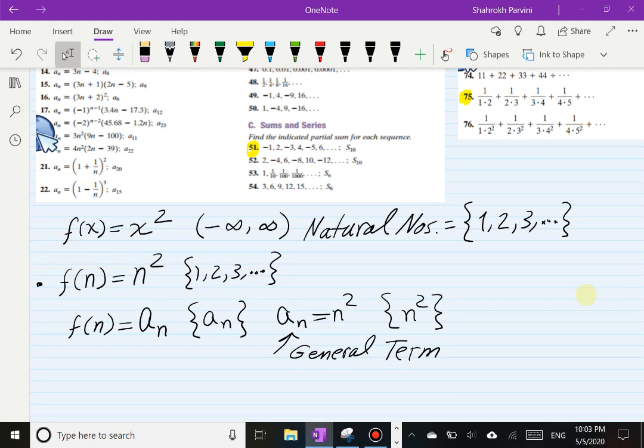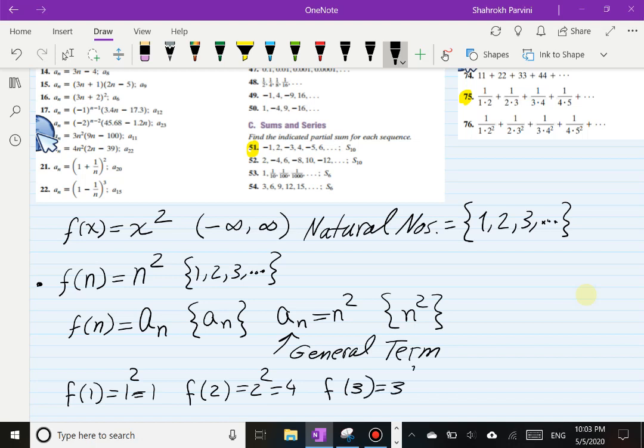Okay, so how is this going to work out? Let's actually do this example and create some outputs from it. When n is 1, f of 1 is going to be 1 squared, which is 1. When n is 2, f of 2 is 2 squared, 4. f of 3 is 3 squared, 9, and so on. You can see I can plug in 4, 5, 6, and so on, and evaluate the function. The resulting sequence of outputs is 1, 4, 9, and so on. This is what the sequence looks like.